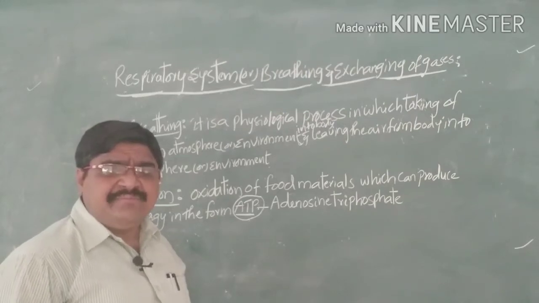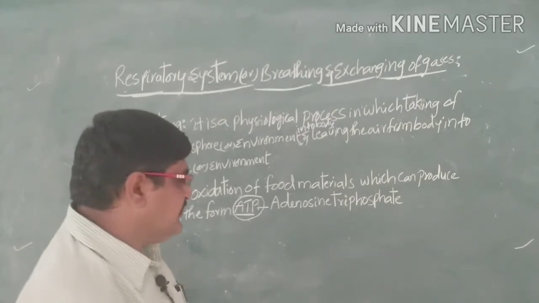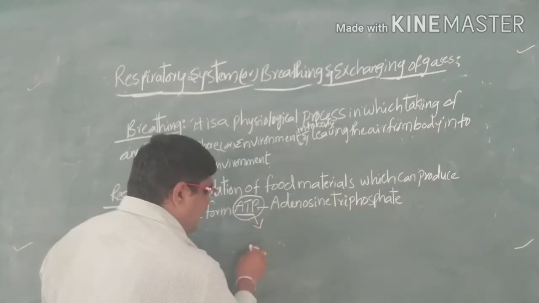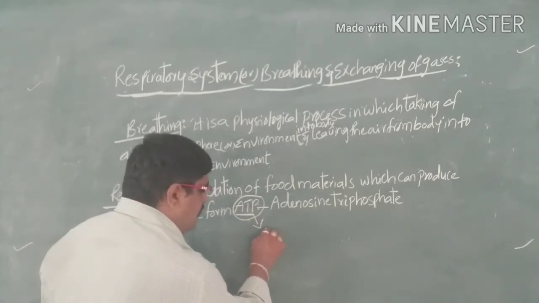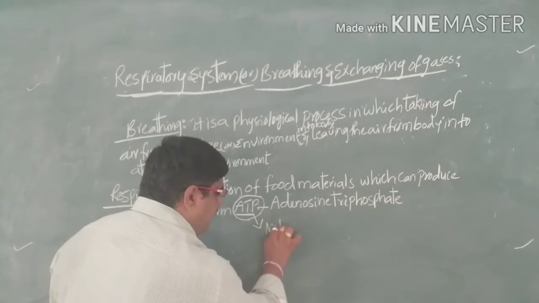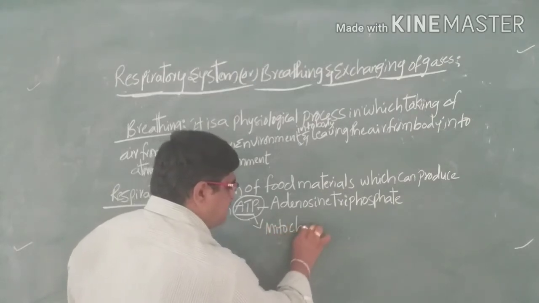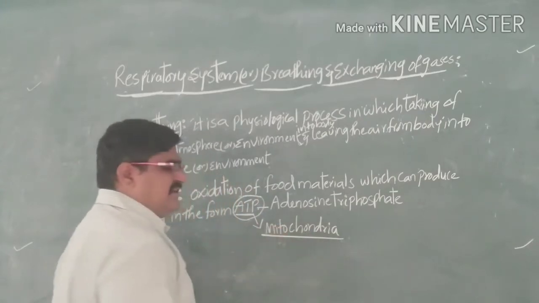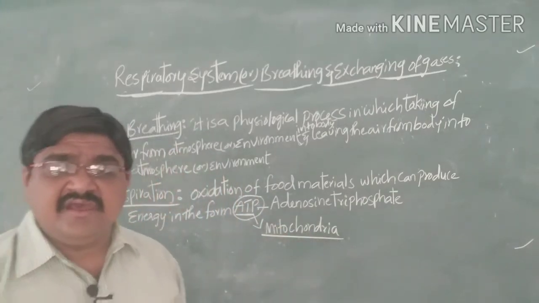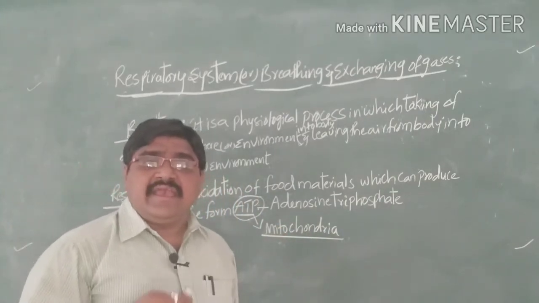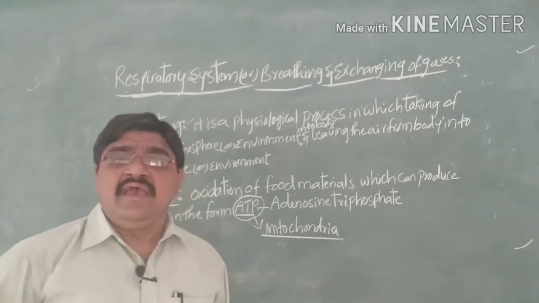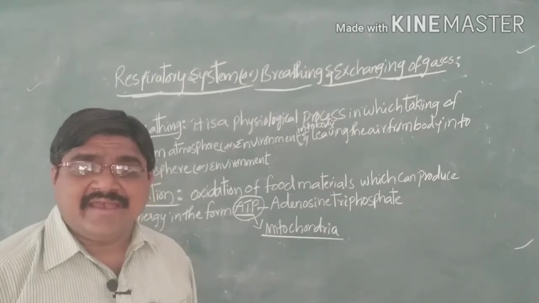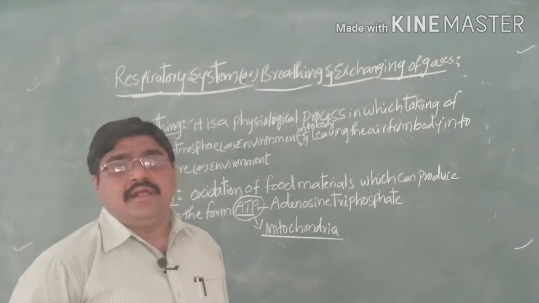So the ATP, which is an energy-rich store, is stored in the cell organelle called the mitochondria. That means the energy is stored in the mitochondria of a cell. The mitochondria is a type of cell organelle.